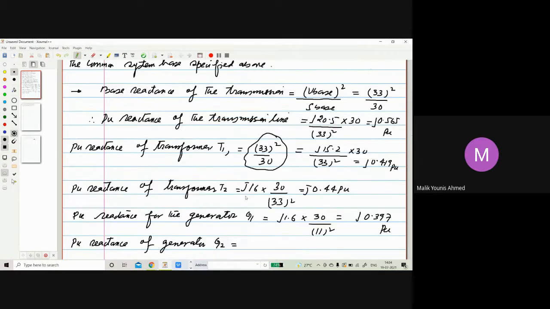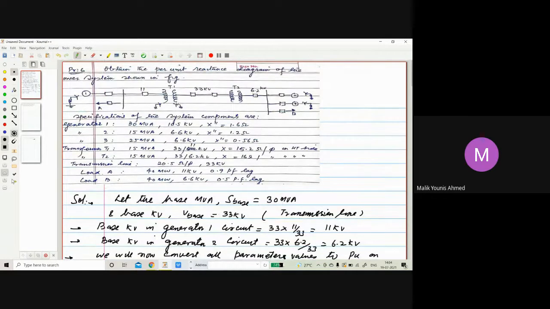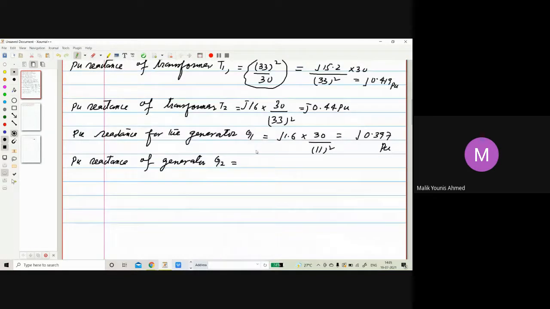Next is the per unit reactance of generator G2. What is the actual value in generator G2? See, generator G2 is here. Base value is 6.2, so V base square is 6.2 square divided by S base, 30. S base is the same. The actual value in the old per unit is 1.2. So j1.2 multiplied by 30 divided by 6.2 square. This comes out to be j0.937 per unit.